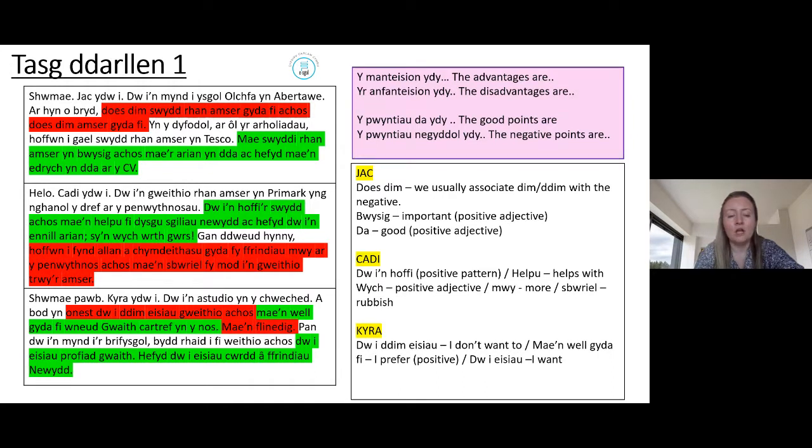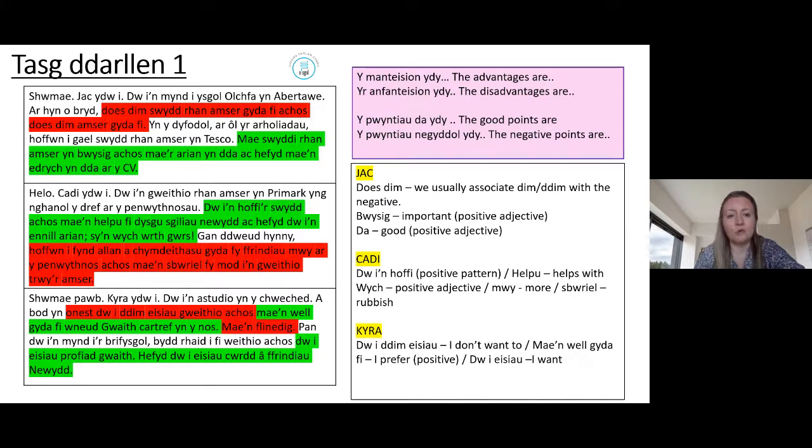I don't have time. So does dim gyda fi means I don't have, okay? So if you wanted to say, I don't have a pen, does dim pen gyda fi. Or I don't have a book, does dim llyfr gyda fi. So once again, the does dim gyda fi there straight away tells us that's a negative phrase. Okay, and you can highlight like this if you want to on your own work, okay? But I've just highlighted all the negatives in goch and all the positives in gwyrdd, okay?